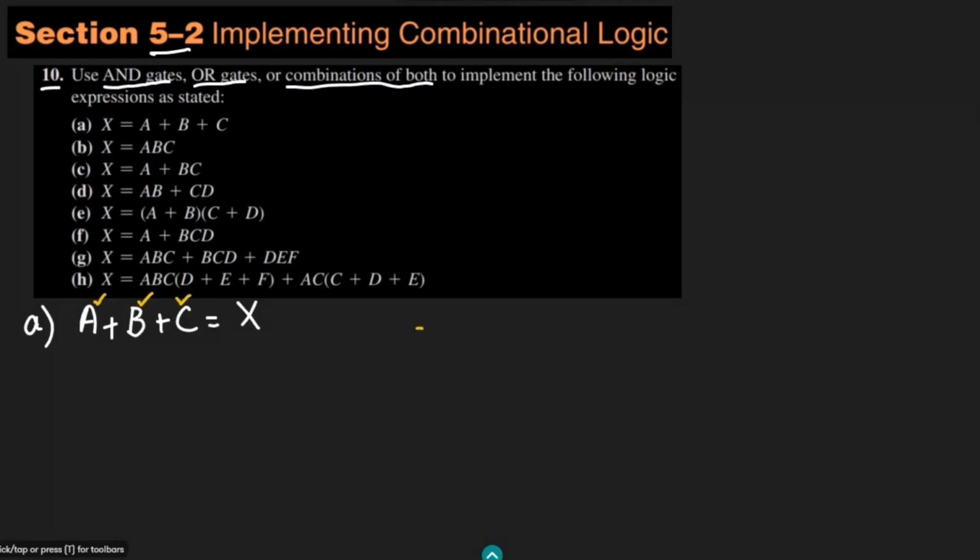Okay, so let me draw them here. This is A, this is B, this is C. So let me label them as well. So A, B, C, and what are basically the operations which have been done here. So here the operation is this plus, which means OR.